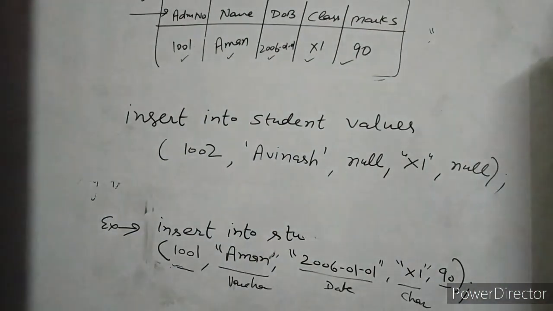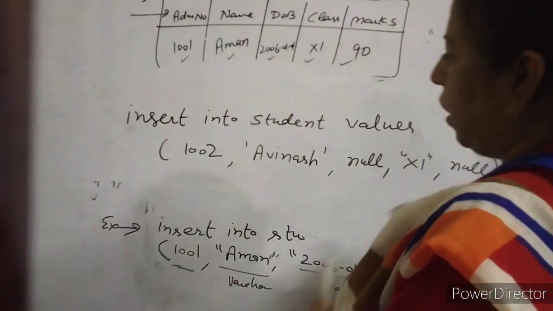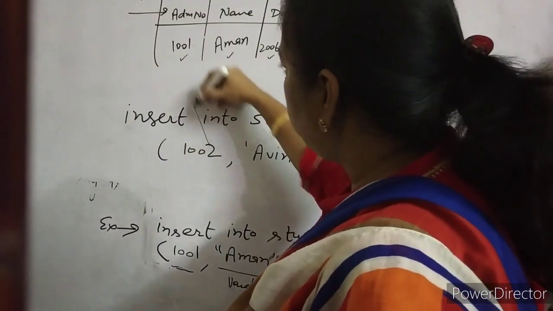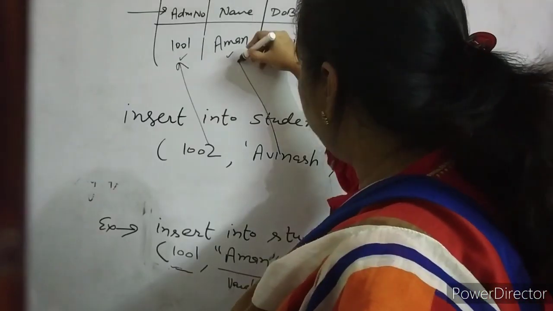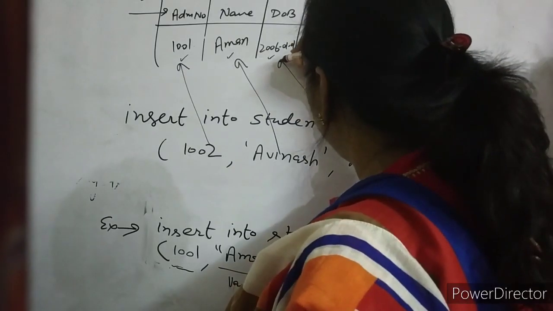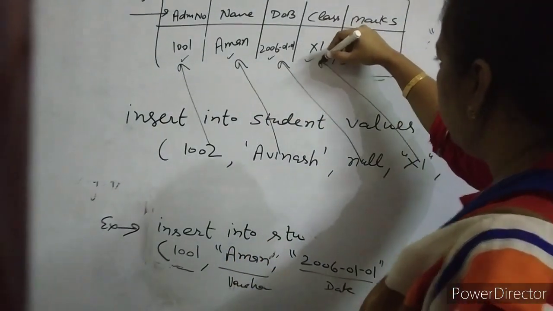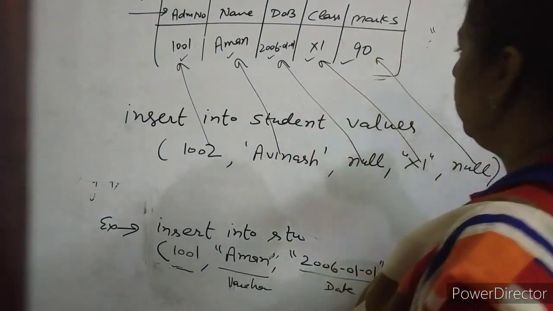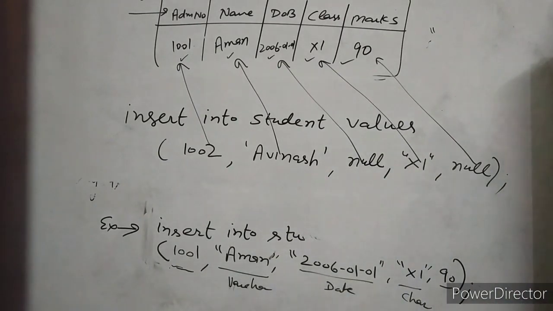Now understand this query. Insert into student values 1002. It means this first value goes to the admission number. Second value, name. In this insert command, this order is fixed. First value goes to this, second value goes to this, third value null, fourth value 11th, fifth value null. Clear?